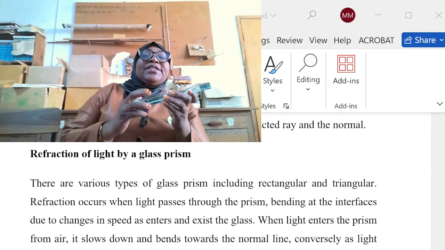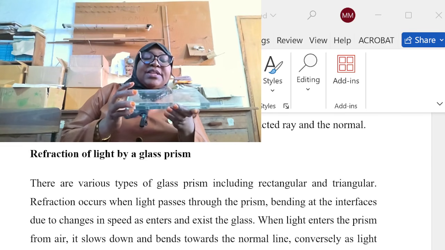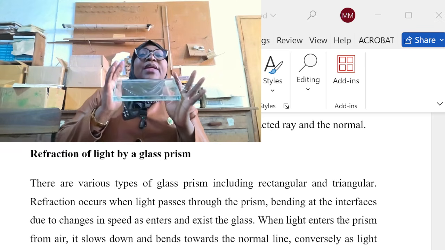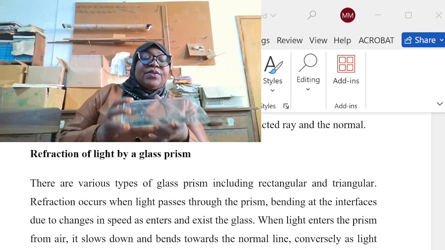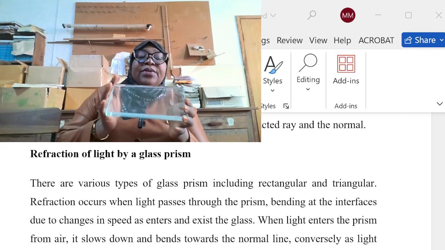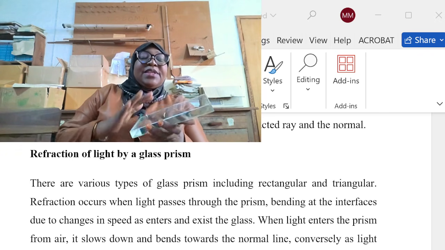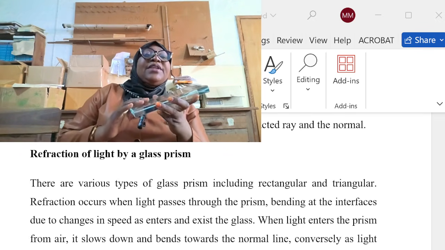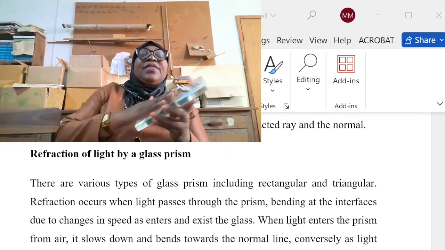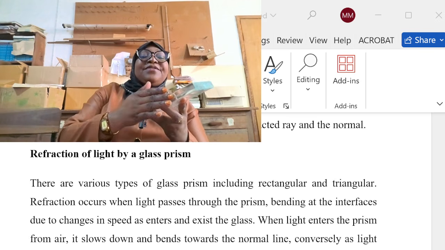Refraction of light by a glass prism. There are several glass prisms, including rectangular and the triangular glass prism. But we concentrate on the rectangular glass prism. A rectangular glass prism is a three-dimensional box-like shape with six flat faces.